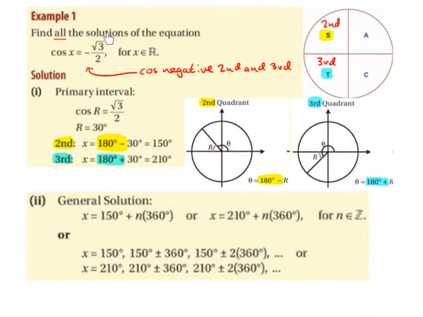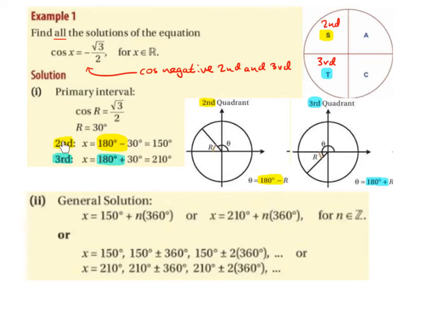Find all the solutions of the equation cos of x equals minus root 3 over 2 for x values elements of the real number set. First, it's important to note that this is a minus and cos is negative in the second and third quadrants. So we follow CAST. So cos is negative in the second and third quadrant. So we start by letting cos of the reference angle be equal to positive root 3 over 2. And into the calculator, we get the reference angle equal to 30 degrees. So the reference angle is 30 degrees.